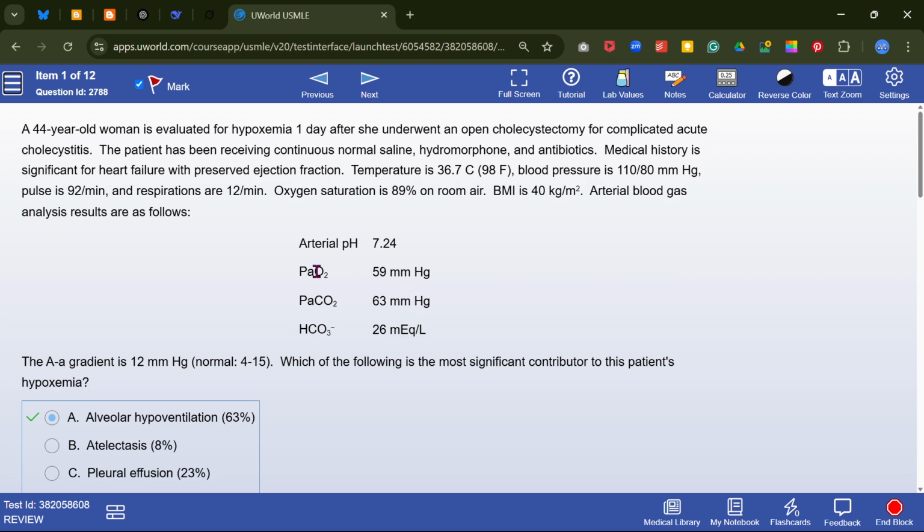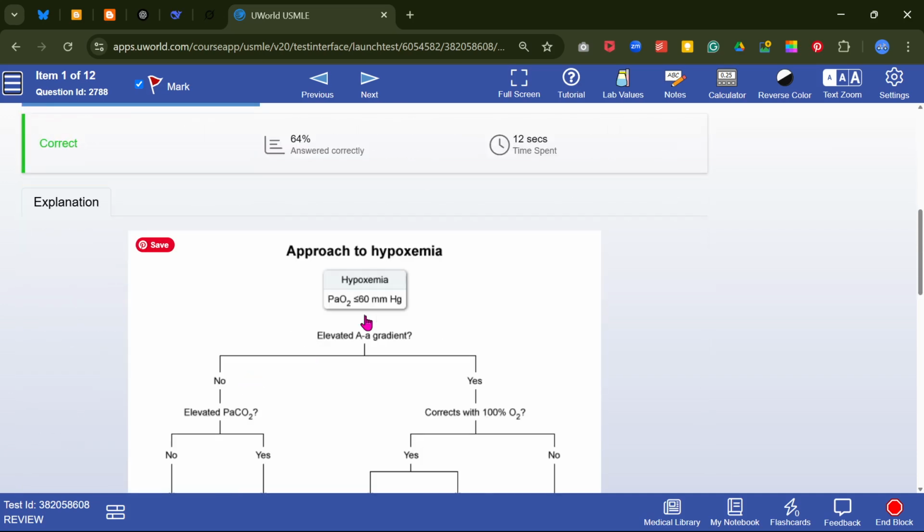If somebody comes with hypoxemia, PaO2 is less than or equal to 60 millimeters of mercury, and his alveolar-arterial gradient is normal. Okay, now look at the flow chart.